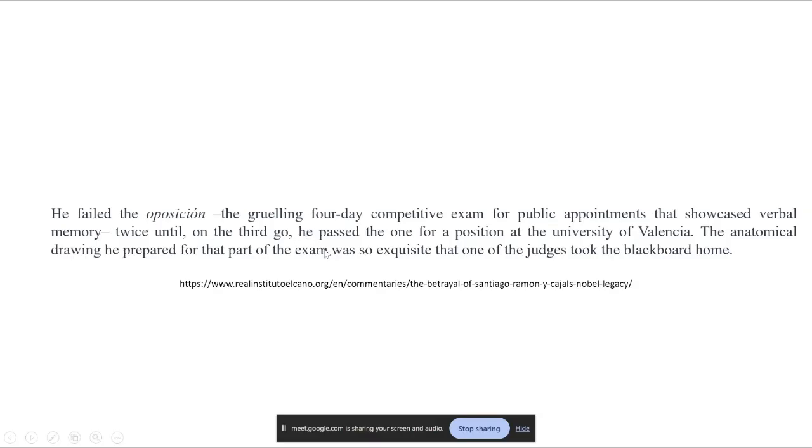But finally, he passed for one at the University of Valencia. And interestingly, the drawing that he made for the exam was so wonderful that apparently one of the judges even took the blackboard home. That is how brilliant Cajal was in his draughtsmanship, in his ability to draw.